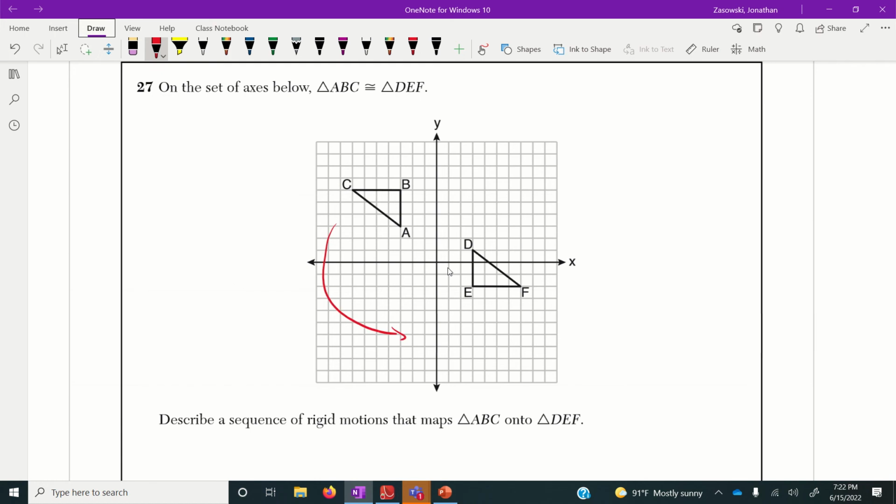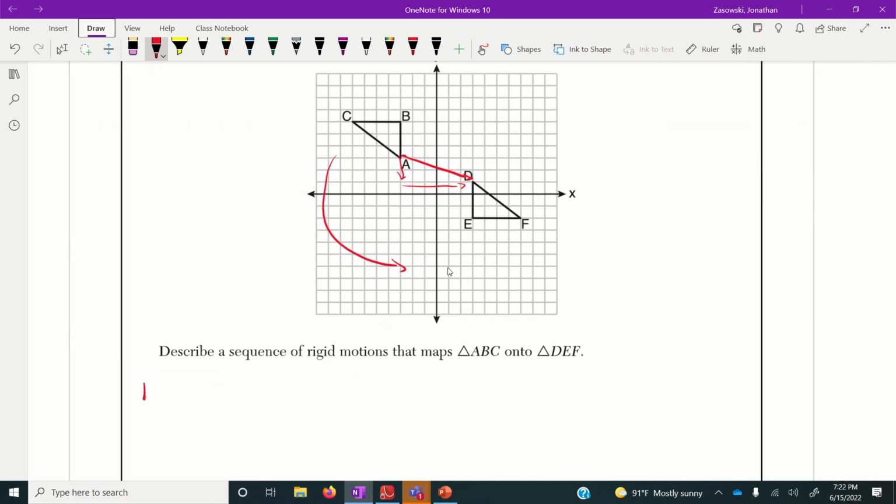Okay, option number one, we can talk about how to get these points to overlap first. We want A to end up on D. So if we translate A to D, that means we have to go down 2 and then over to the right, 1, 2, 3, 4, 5, 6, 7, 8. So that'll be our first move. We're going to say first, translate triangle ABC onto DEF.